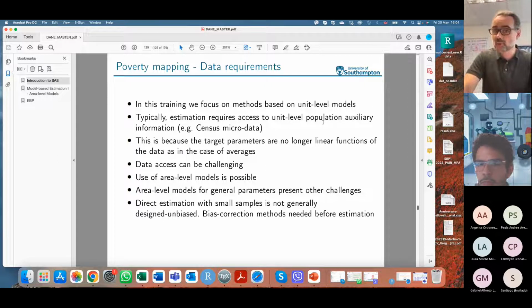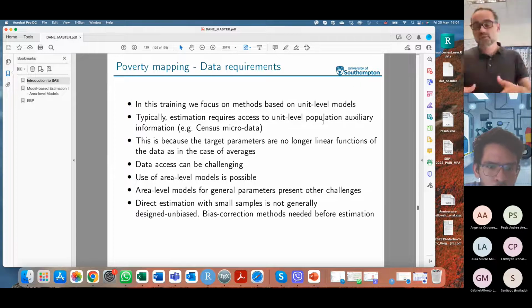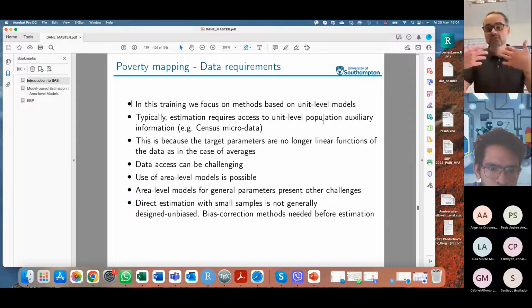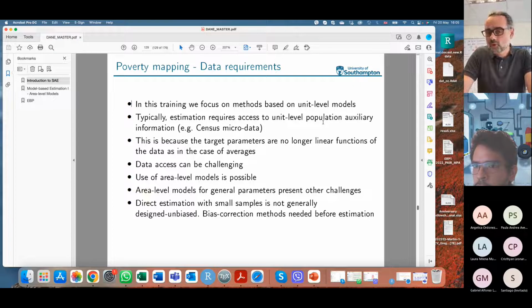Of course, use of area level models is possible, but the use of area level models for general parameters presents other challenges. One of the problems is that direct estimation with small samples for general parameters is not generally design unbiased. Remember that the Fay-Herriot model assumes that you have a design unbiased direct estimator of what you're trying to estimate, such as a mean or a proportion. However, if you had a Gini coefficient, for example, or a tail index, for small samples this will not be design unbiased.